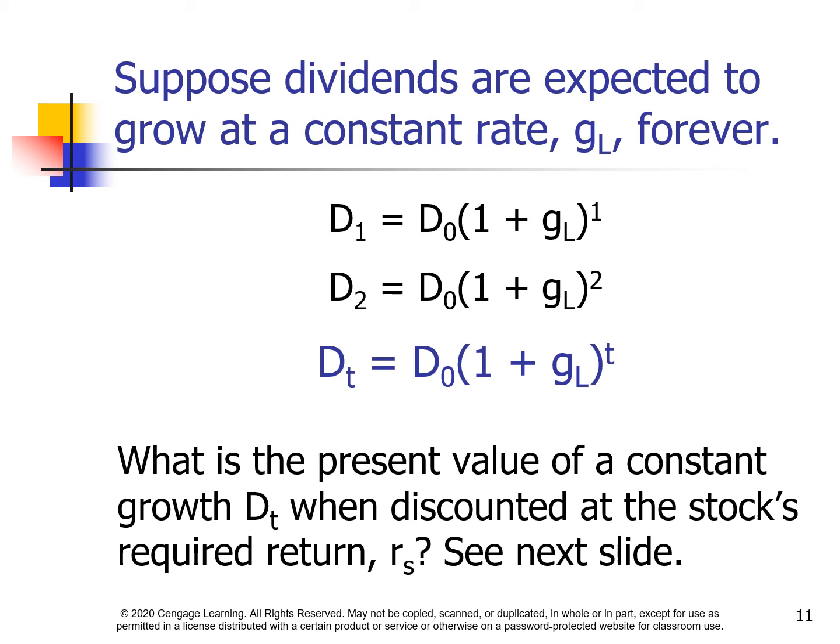Suppose dividends are expected to grow at a constant rate, g, forever. We can use the following formula to calculate the dividends at different time periods. What is the present value of a constant growth dividend when discounted at the stock's required return?